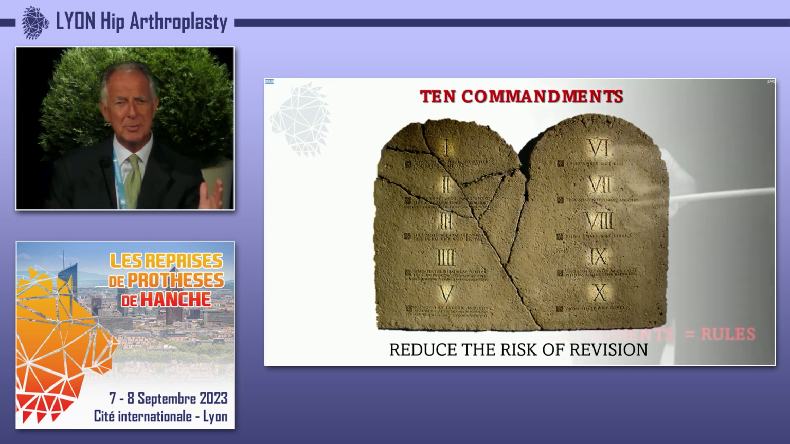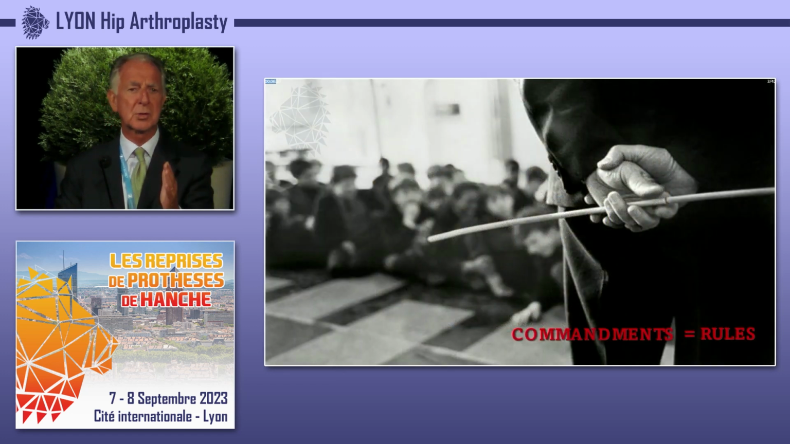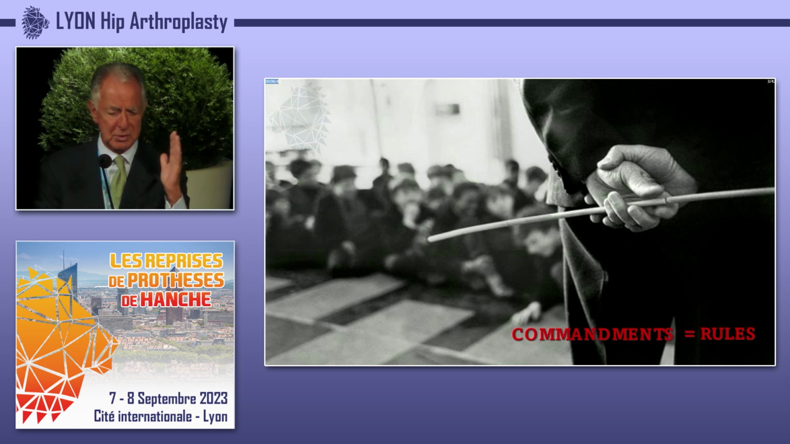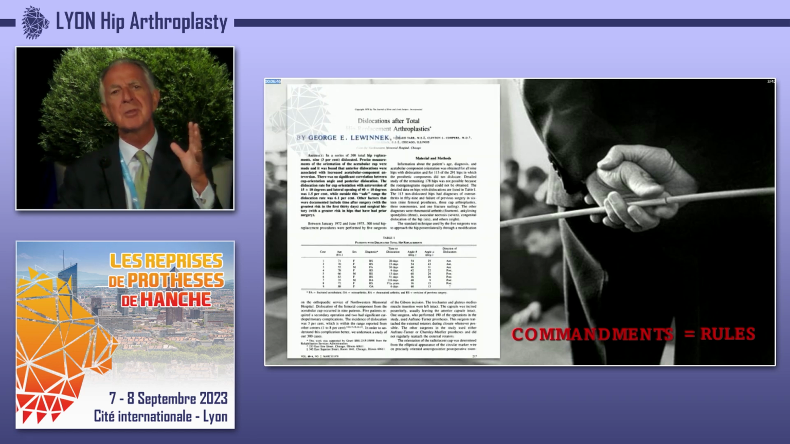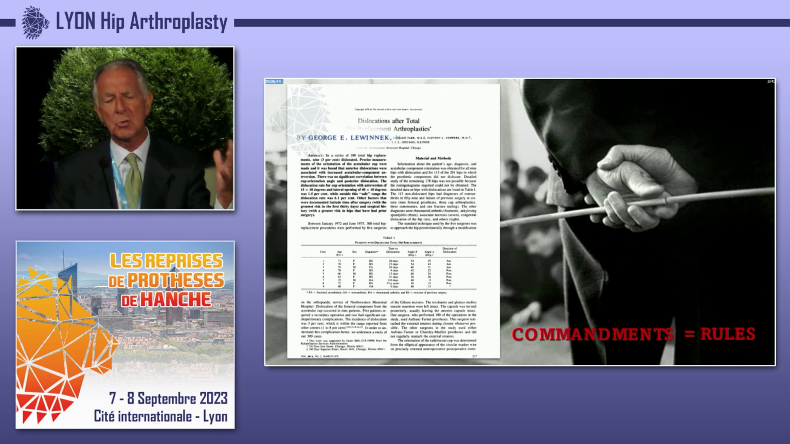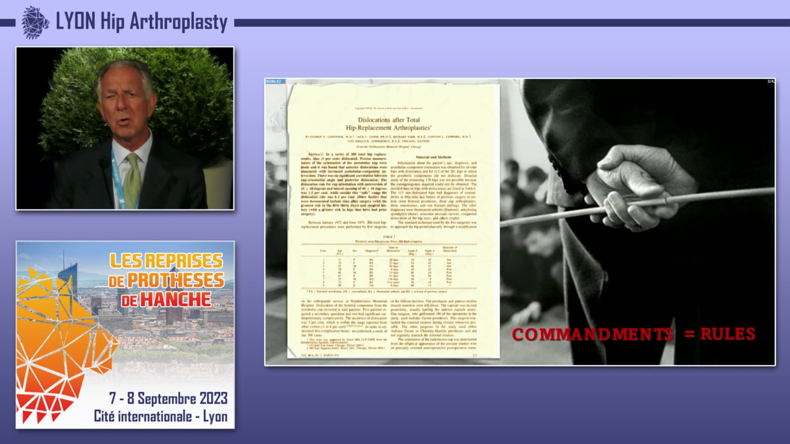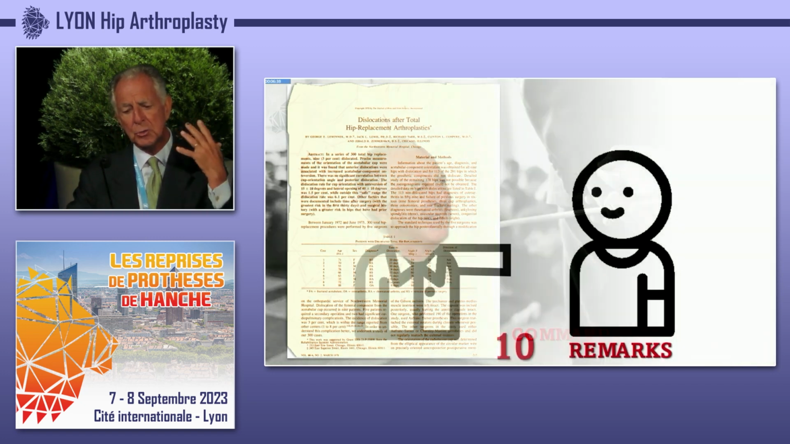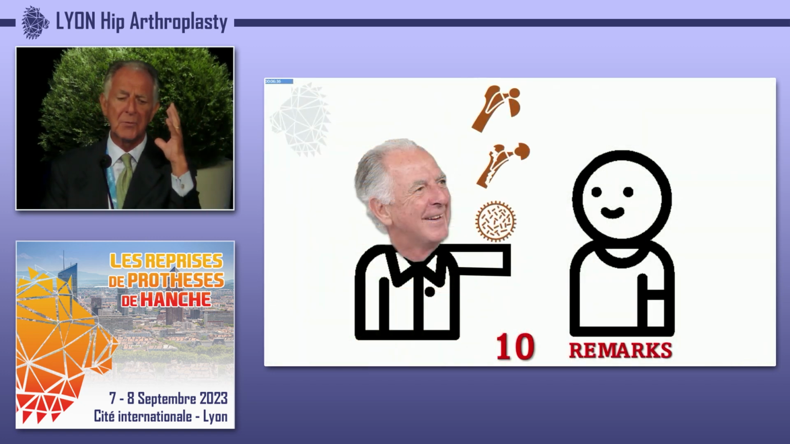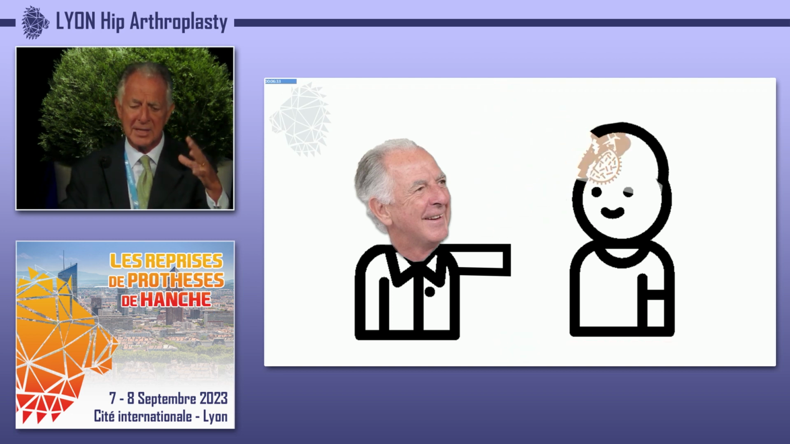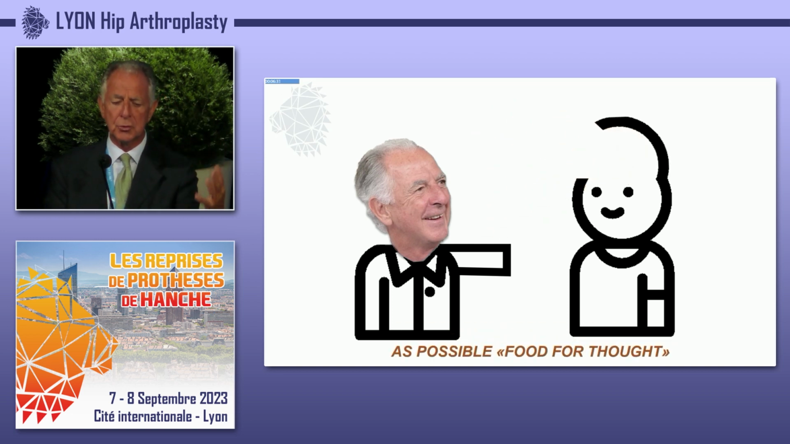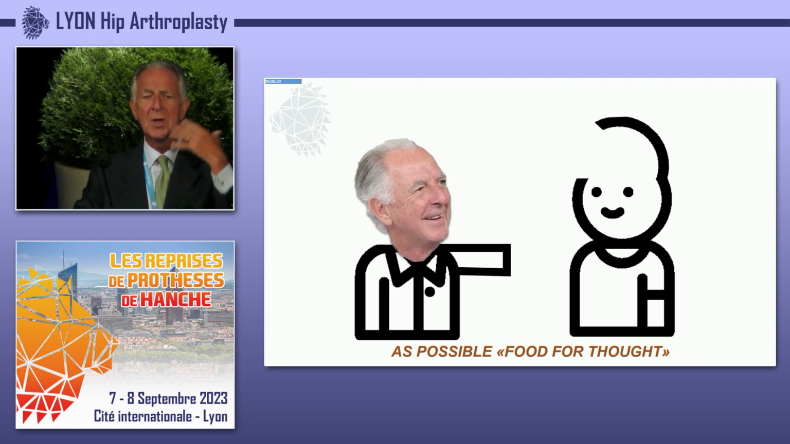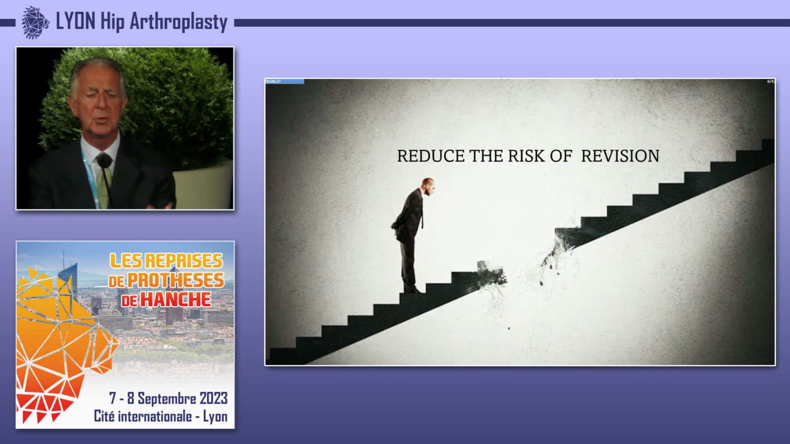Commandments usually equal rules, strict rules to be observed and followed strictly. But these rules sometimes, as happened with the 11 exons, become old, so they're bypassed, they're not useful anymore. So I thought to give you 10 remarks on different aspects that might represent food for thought on your daily practice, in order to improve when you're doing a procedure.